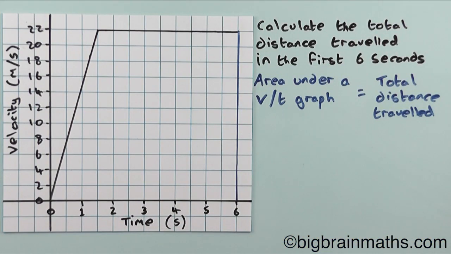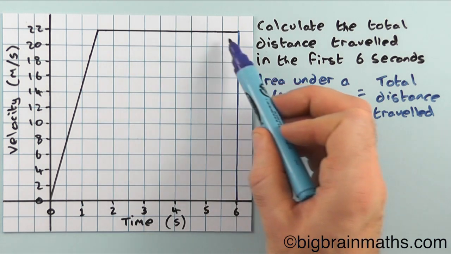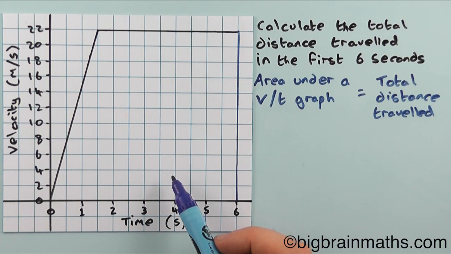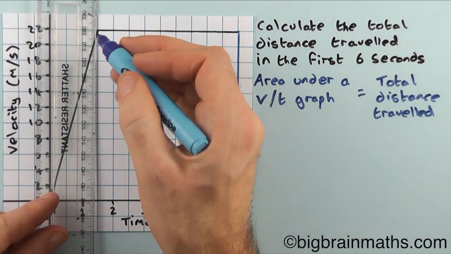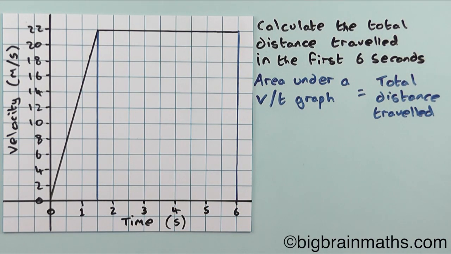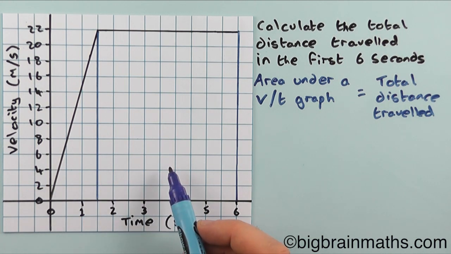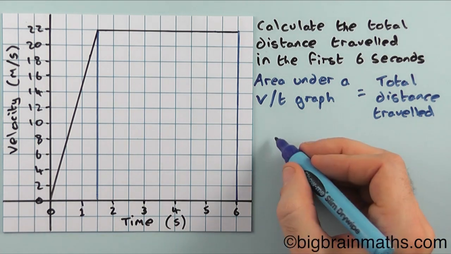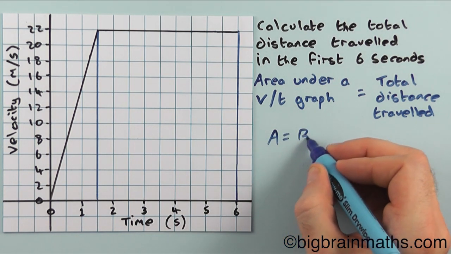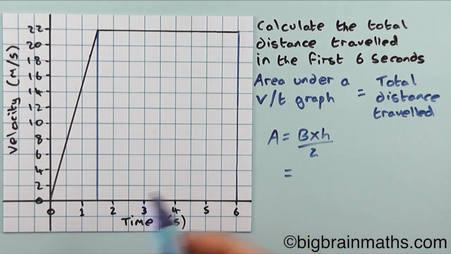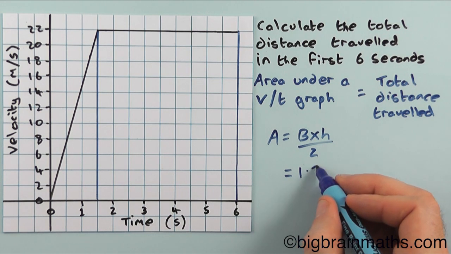Now the second way to calculate the area under this velocity time graph is to split this shape into a triangle and a rectangle. So I take my ruler and I split this shape into a triangle and a rectangle, and then I can work out the area of the triangle and the area of the rectangle separately and then add these two areas together. To calculate the area of a triangle, we need to do the base multiplied by the height, divided by 2. The base of this triangle is from here to here, so the base is 1.5.